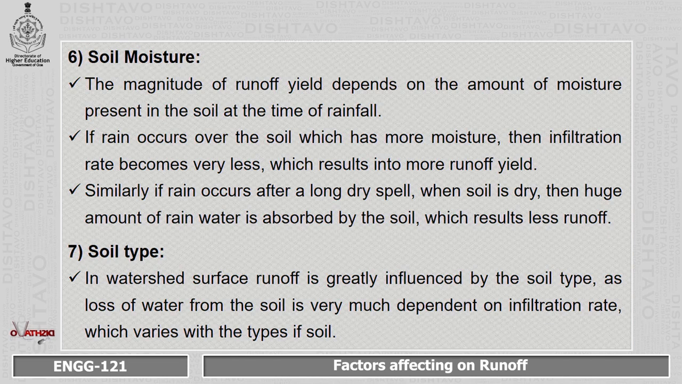Next is the soil type. What type of soil is there? Either sandy soil, clay soil, laterite soil, like this. If sandy soil is there, then the infiltration rate is more and runoff is less. If clay or some silty soil is there, then the infiltration rate is less, runoff is more. The vice versa condition is there.